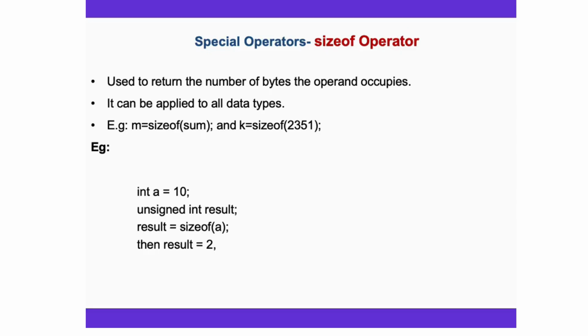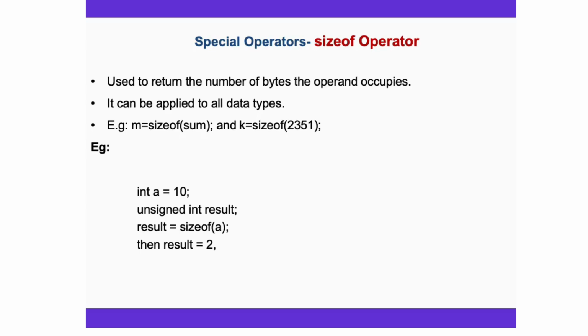Then the sizeof operator, also known as a special operator, is used to return the number of bytes the operand occupies. It can be applied to all data types. Example: m is equal to sizeof sum, then it returns the memory bytes that sum occupies. That value will be stored in m.